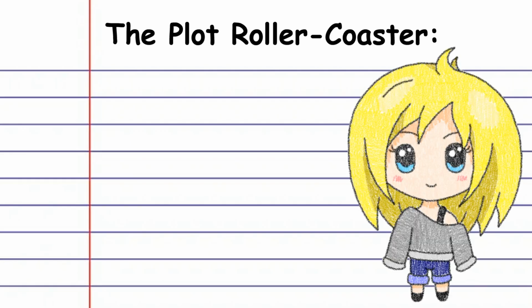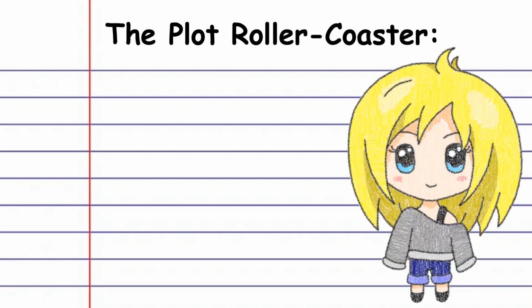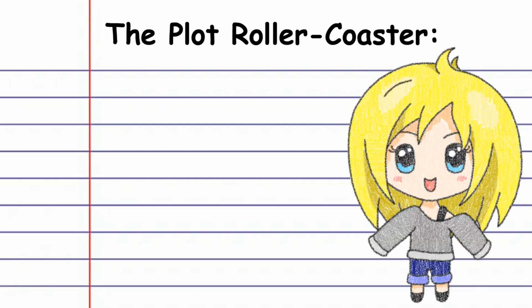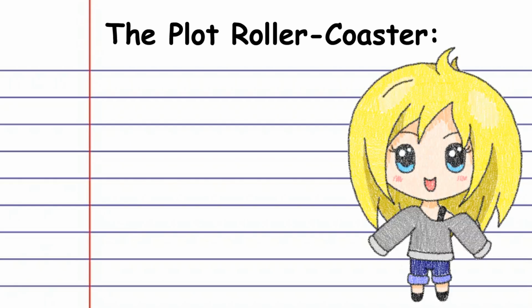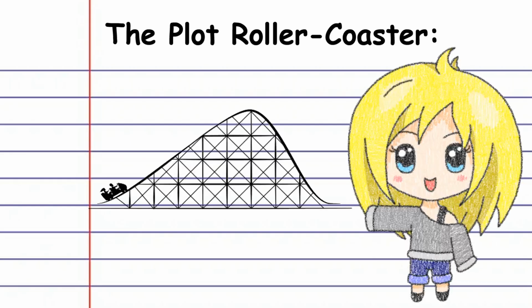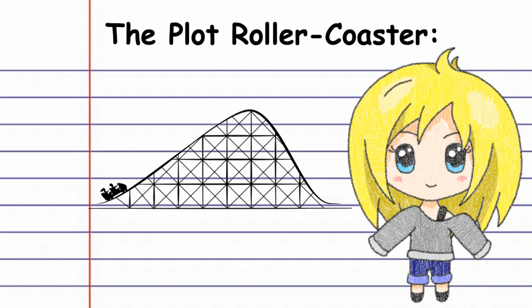Well, the plot roller coaster outline is based on the idea that pretty much every novel out there, or at least 90% of them, has a plot that follows the same basic pattern. A pattern with 5 main points that, when followed, resemble the path of a roller coaster. Not a very fun roller coaster, I'll admit. It doesn't have any loops on it at all, but I digress.